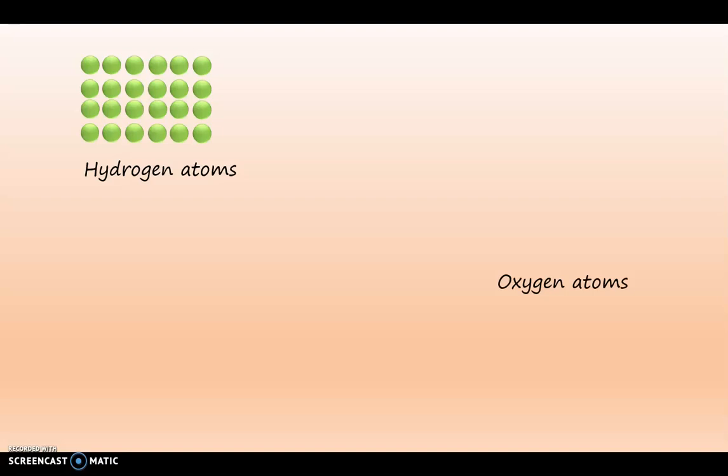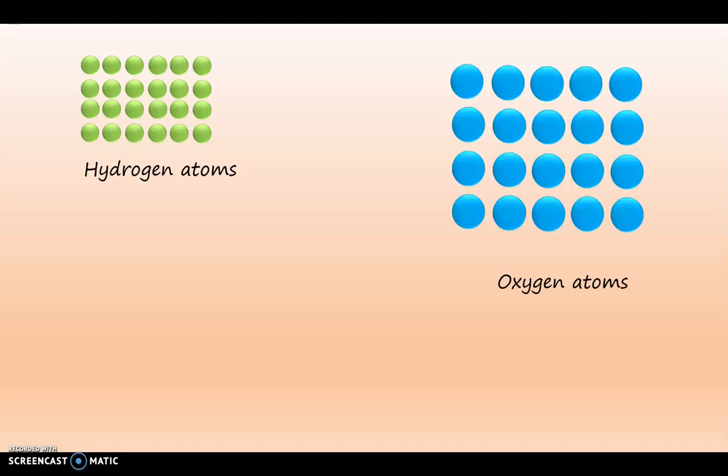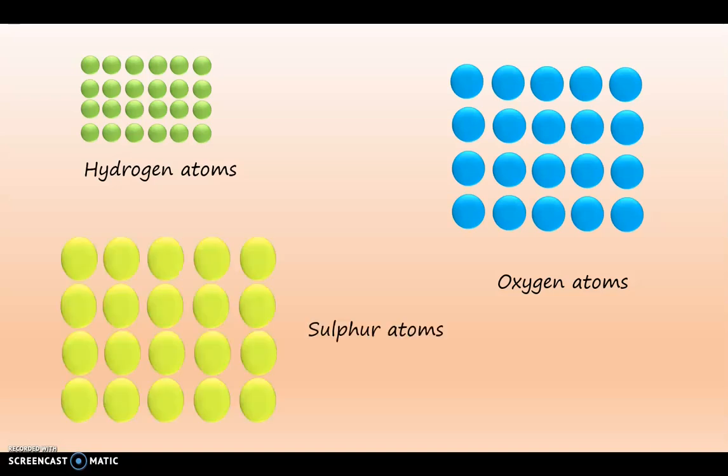The atoms of different elements are different and have different masses and chemical properties. Atoms of one element cannot be converted into atoms of another element. That means all atoms of hydrogen are alike, and the atom of hydrogen cannot be converted into atoms of any other element.